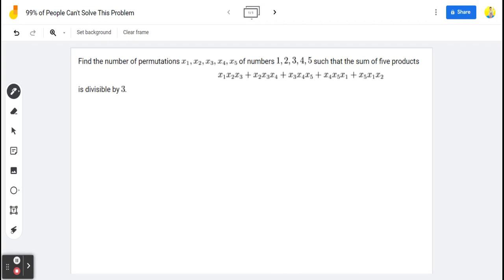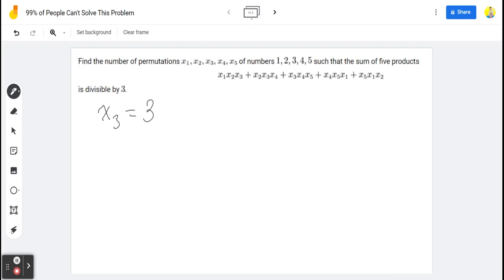First, we see that there's cyclic symmetry here. So meaning that if you plug in x3 equals 3, or x2 equals 3, or x1 equals 3, or x4 equals 3, or x5 equals 3, the number of permutations of x1, x2, x3, x4, x5 of the numbers 1, 2, 3, 4, 5 remains the same. So we can just let one of them be equal to 3, like x3 equal to 3, and multiply the result by 5, since any of the x1, x2, x3, x4, x5 can be 3.